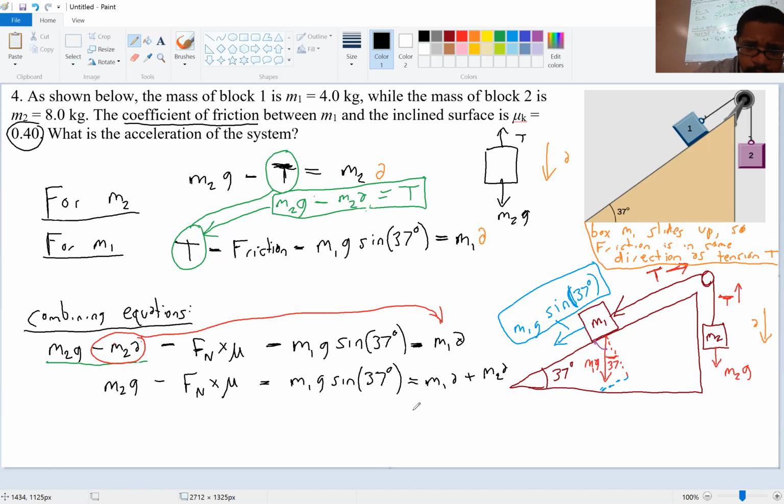Let's see. Okay, I'm going to do this. Sorry, that's a minus sign, by the way. So when I put this, what I mean is just repeat what's up here. And that equals M1 plus M2 times A. And then I'm trying to look for A. There's no A over here. So then I divide both sides by M1 plus M2.